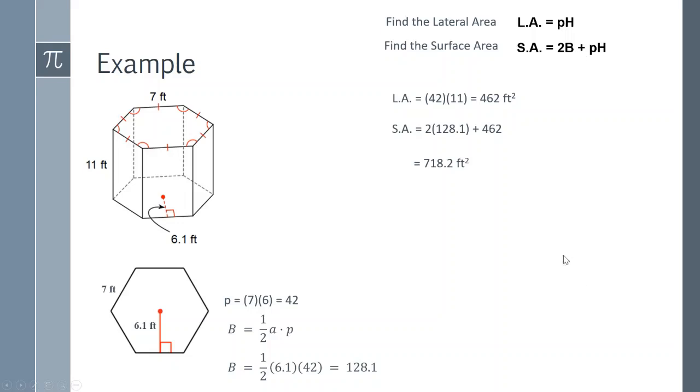Hope this helps you find the surface area and the lateral area of a prism.